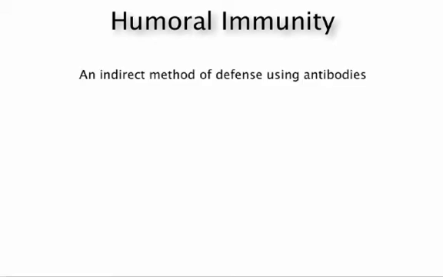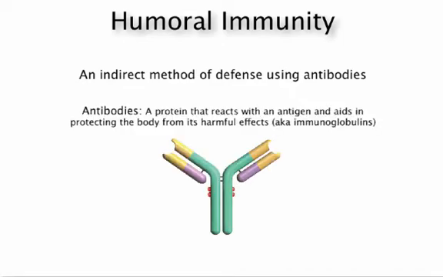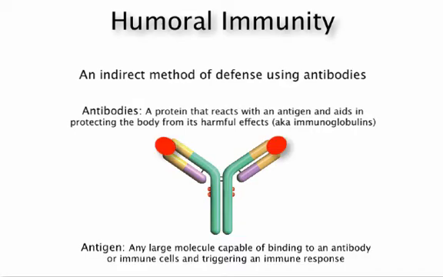Humoral immunity is an indirect method of defense. Instead of directly attacking enemy cells, the B lymphocytes of humoral immunity produce antibodies, which are also known as immunoglobulins. They bind to antigens and tag them for destruction by other means. Humoral immunity works in three stages: recognition, attack, and memory.